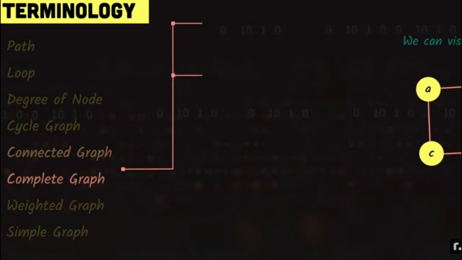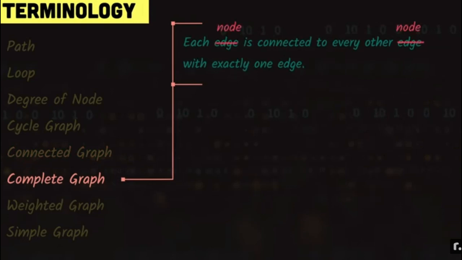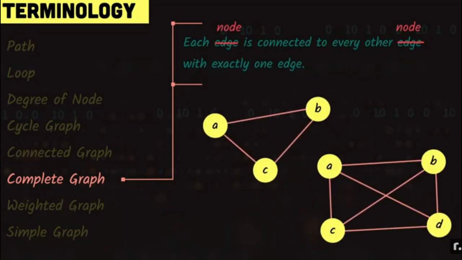Alright, so next we have a complete graph. A complete graph is a graph where each node of the graph is connected to every other node of the graph with exactly one edge. So here is the example of two complete graphs because all the nodes of each of the graphs are connected to every other node of the graph.